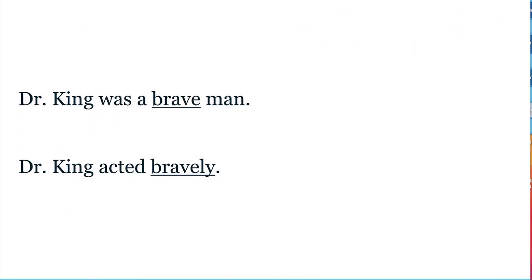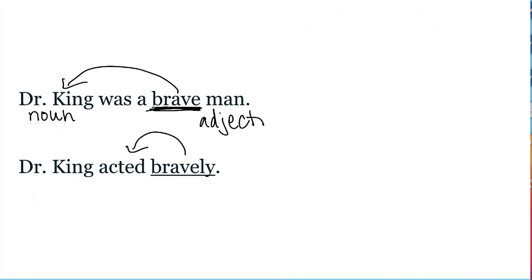Brave is describing who? Dr. King. In our second sentence, Dr. King acted bravely. What is bravely describing in this sentence? How Dr. King acted. So Dr. King in the first sentence is a noun. He's a person. So our describing word brave is an adjective because it's describing a noun.